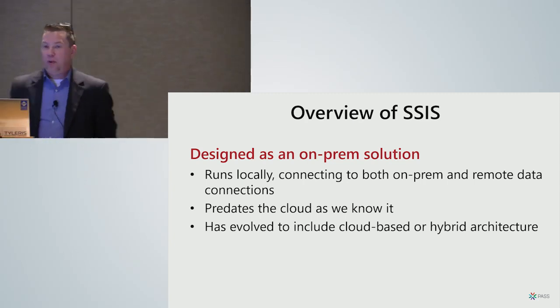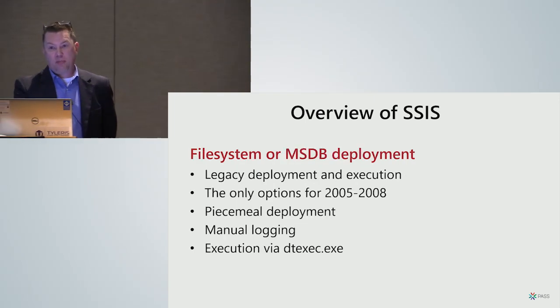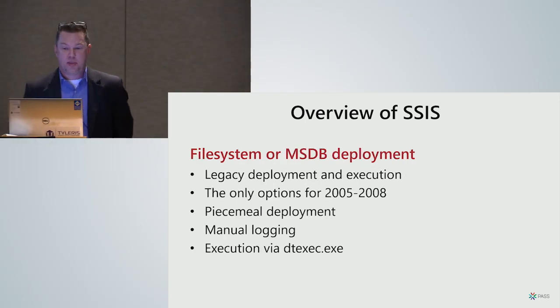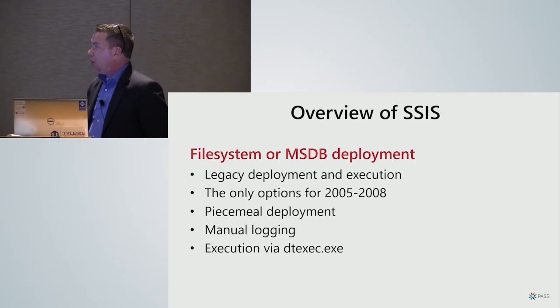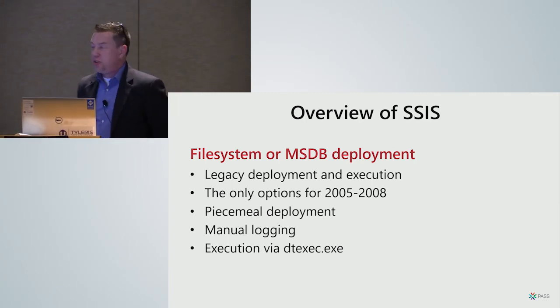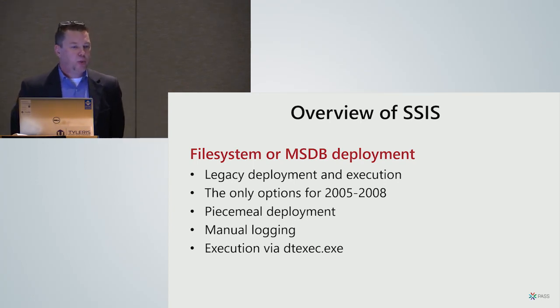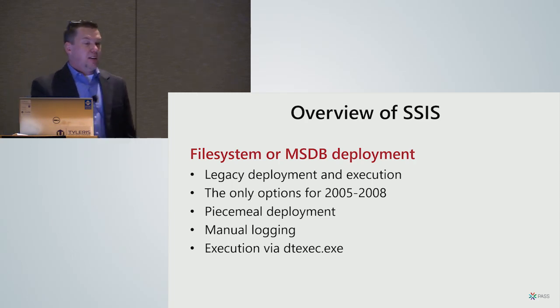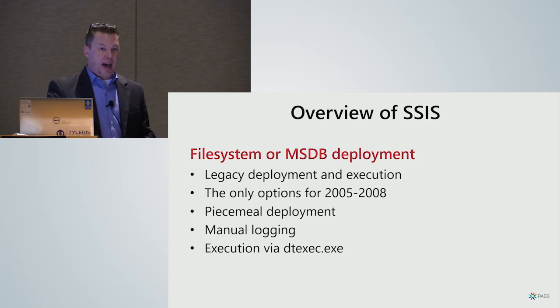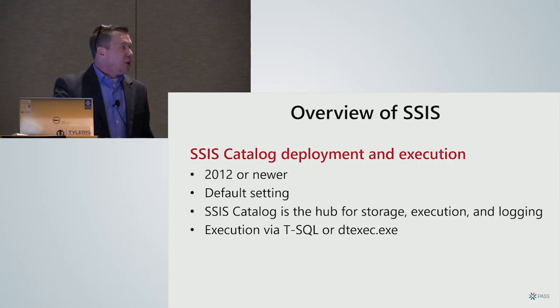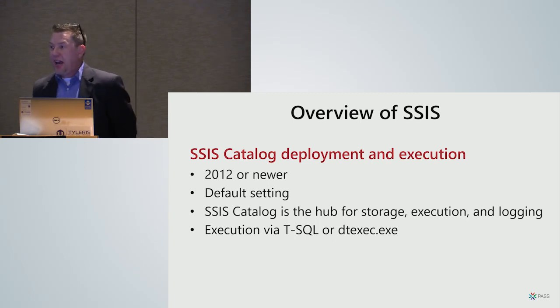But do keep in mind that it was originally, for the most part, an on-prem data transformation tool. Deploying it, you had a couple of options for the early versions, either MSDB or directly to the file system. Those were the only options in 2005 and 2008. It made deployment easy because you deployed a single package at a time. Logging was a bit of a challenge because you had to do logging on a package-by-package basis, which was a real pain. Starting in 2012, we saw the SSIS Catalog come out.